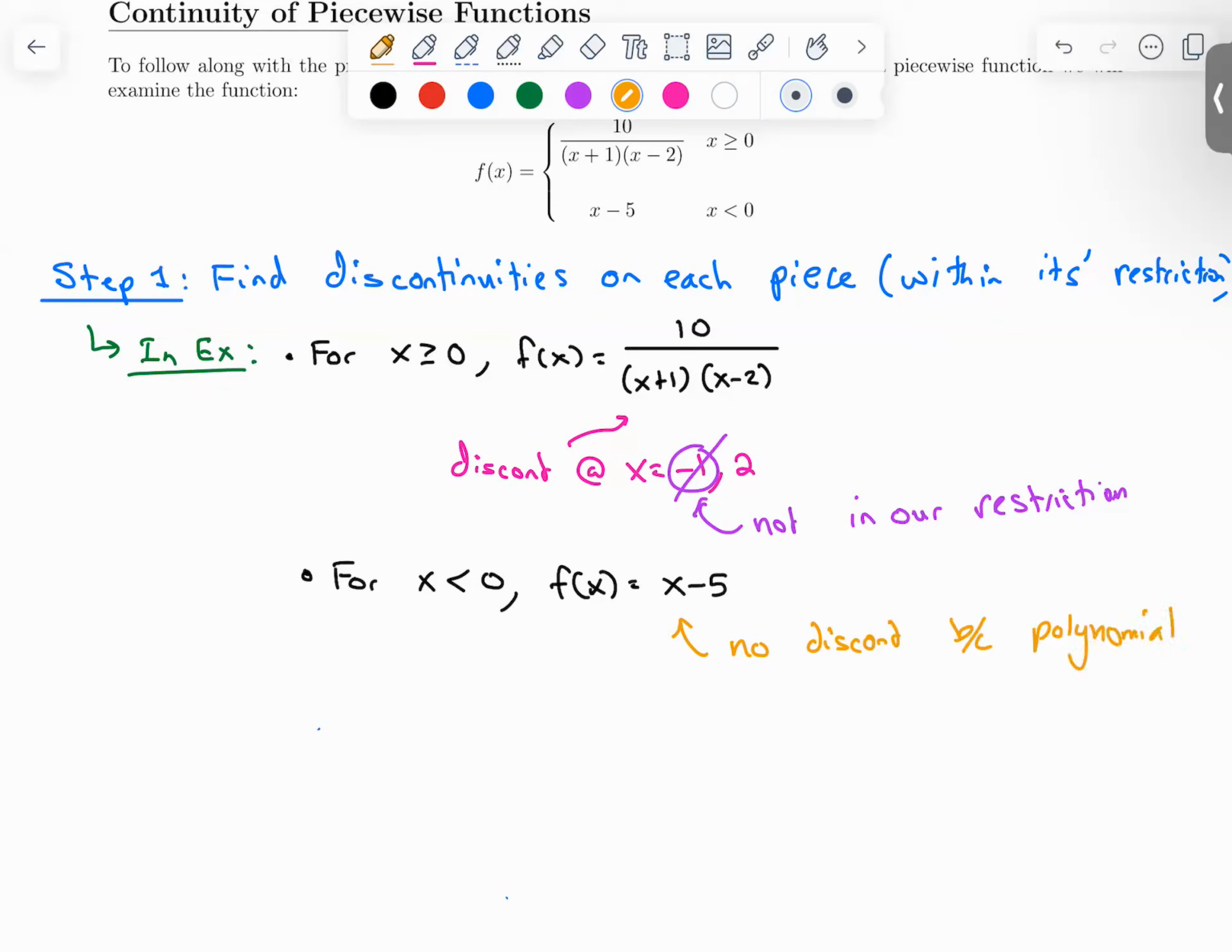Yes, it's not a very exciting polynomial. Sorry, x minus 5, you're just not that interesting. You don't have any squares or cubes or whatever, but it's still a polynomial. It's a degree 1 polynomial, and polynomials are continuous everywhere. So of course it's going to be continuous for values less than 0. If you draw that line, it's just going to be a straight line. You're never going to lift your pen off the page. So no discontinuities on that one. So we only have one discontinuity on the pieces. That's step 1: look at each piece, find its discontinuities.